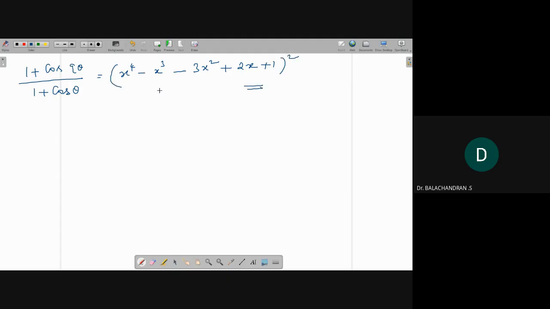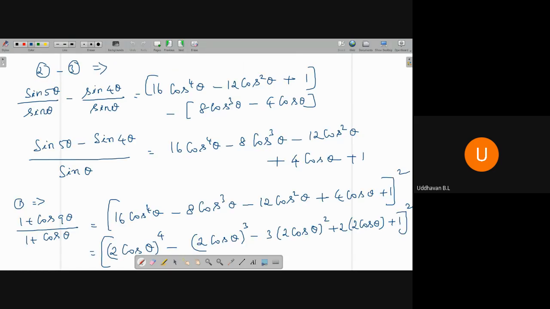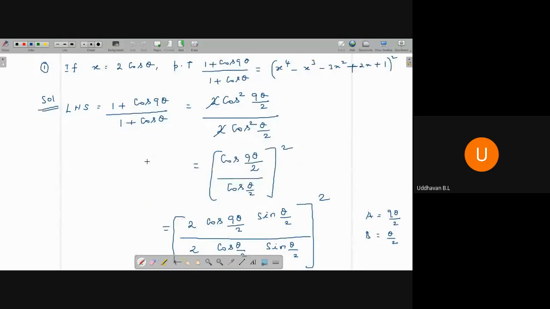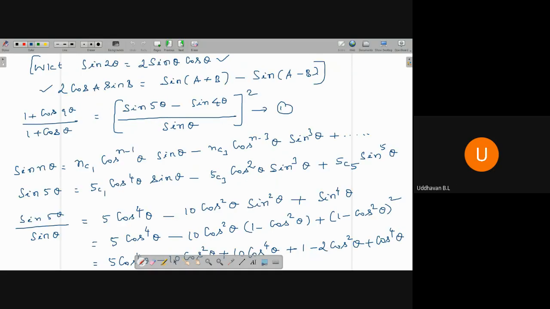Sir, in the first step, you split sine 5 theta minus sine 4 theta with the denominators respectively. Instead of doing that, we can directly write sine 5 theta minus sine 4 theta by sine theta, the whole square, in that step, sir. You split those numerators with the denominator respectively. Instead of that, we can just write sine 5 theta and sine 4 theta's expansion and then directly substitute in the equation, sir. It was a whole lot easier. I worked it out in that way, sir.